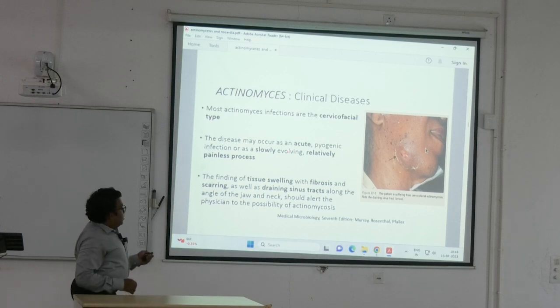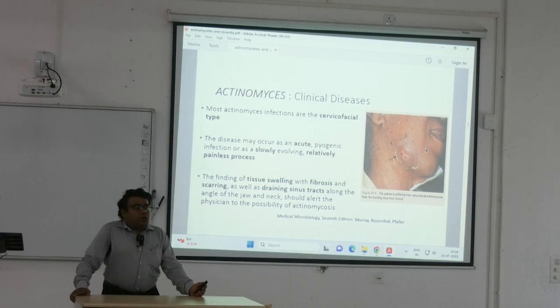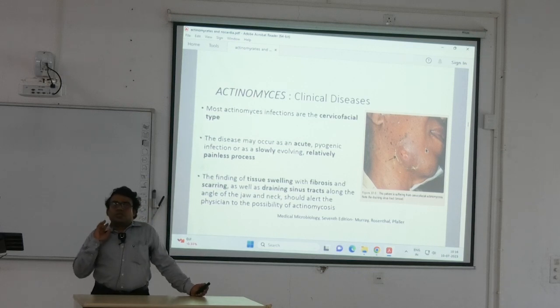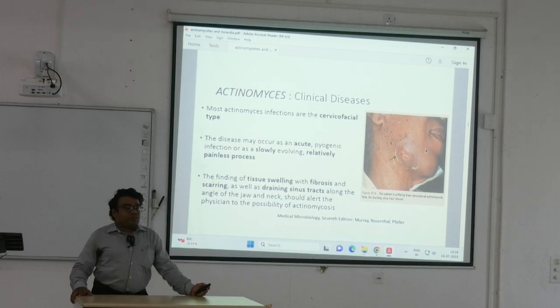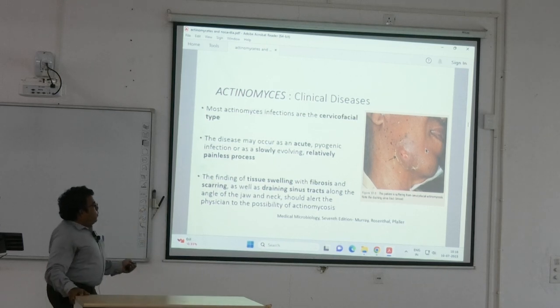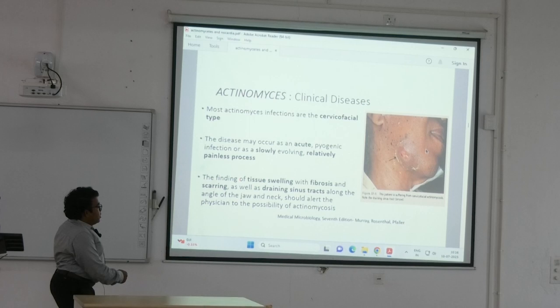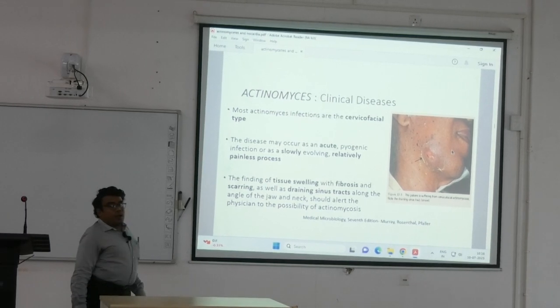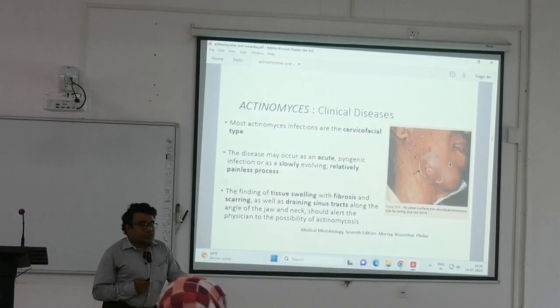Now, this process is very slow and relatively painless. That is the reason why many times you will encounter patients with a swelling in the jaw, and the patient will complain that this swelling has been present over a long period of time and often neglected. Now, what are the important things that you should remember when you are suspecting actinomyces cases? It's a tissue swelling with fibrosis. When can you appreciate fibrosis? It becomes hard and woody in consistency.